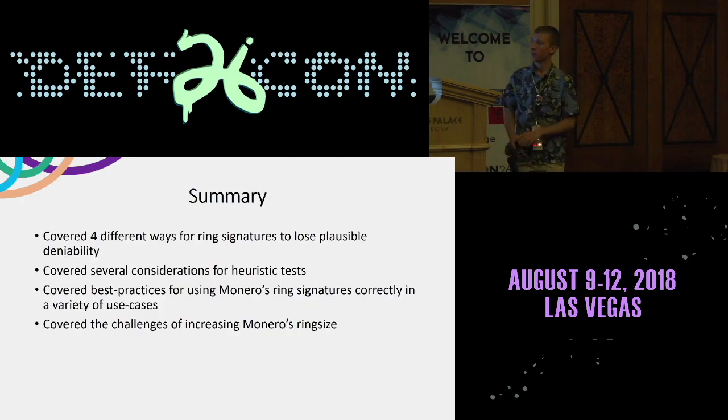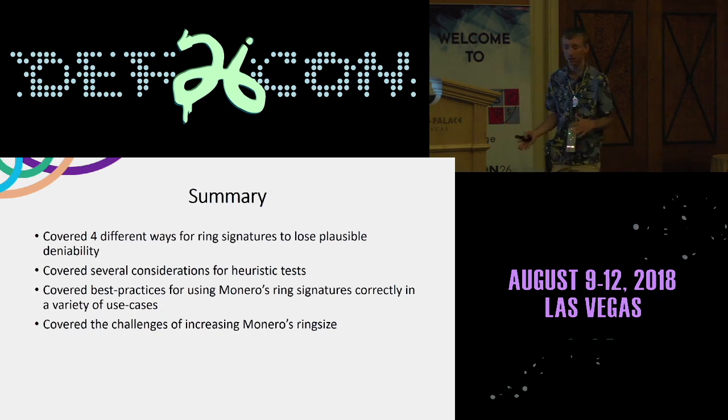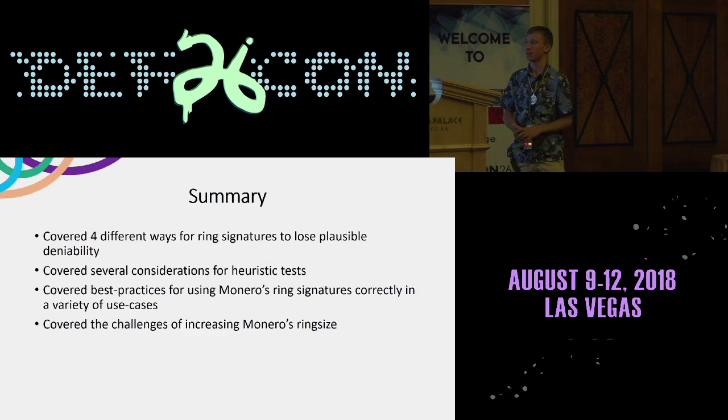So in summary, we covered 4 different ways for ring signatures to be compromised. We considered several considerations for the heuristic tests, ways for money to seem more suspicious than not. And we covered some of the best practices for using Monero's ring signatures correctly in a variety of use cases. And we covered the challenges of increasing Monero's ring size.